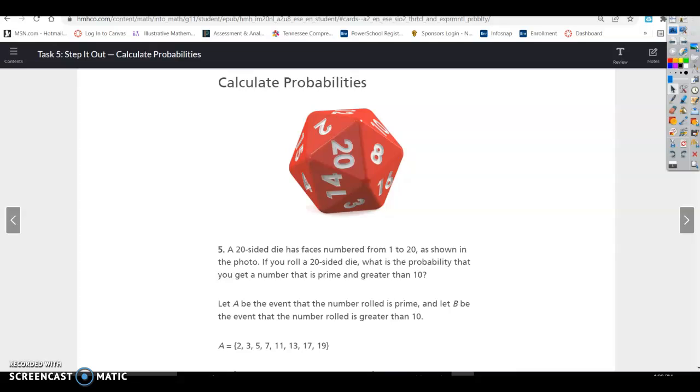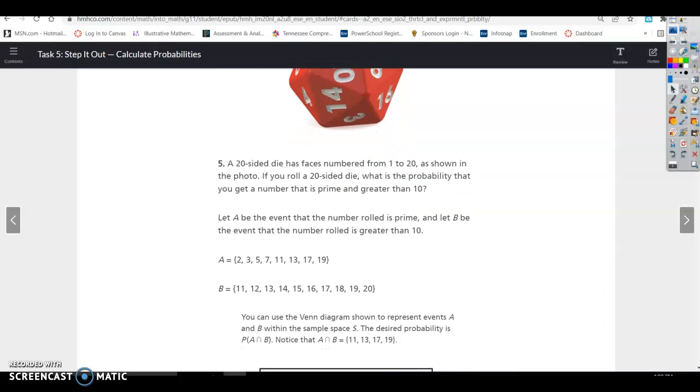Lesson 17.1, Task 5. Calculate probabilities. A 20-sided die has faces numbered from 1 to 20 as shown in the photo. If you roll a 20-sided die, what is the probability that you get a number that is prime and greater than 10? Let A be the event that the number rolled is prime, and let B be the event that the number rolled is greater than 10.